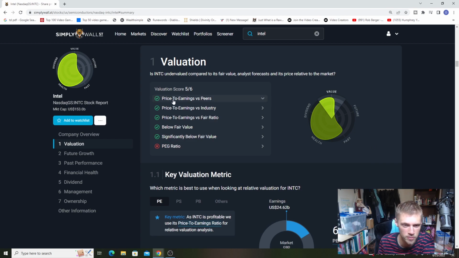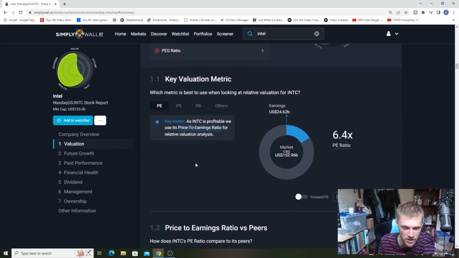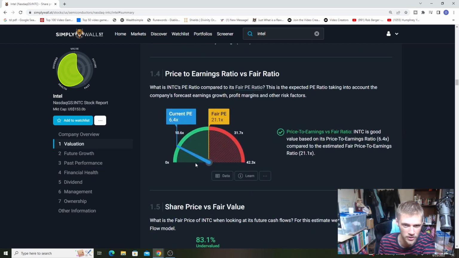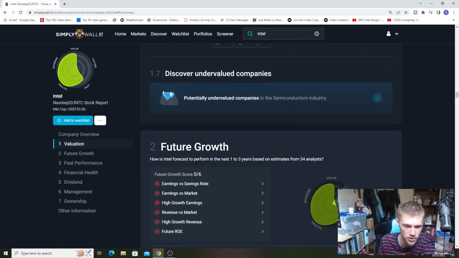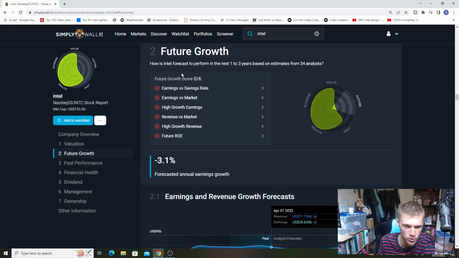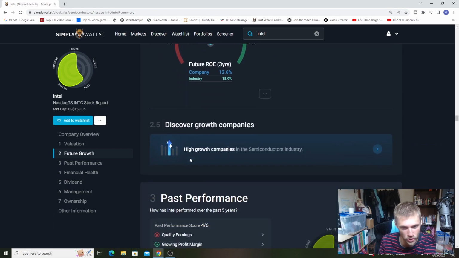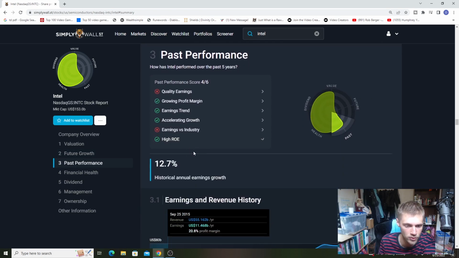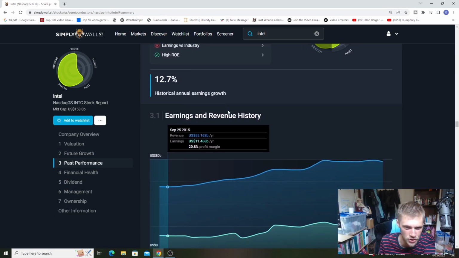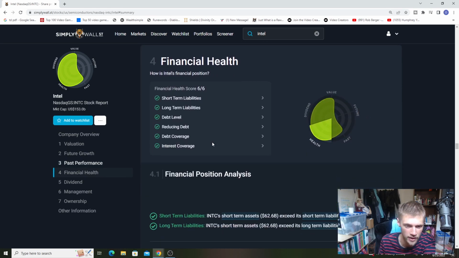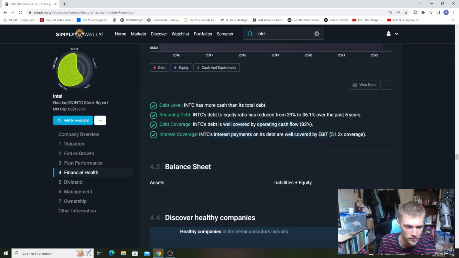And here's the valuation, price to earnings versus peers, different, once again, little things that they like going in its favor. You guys can check that stuff out. Just going to skip down here to some other things. We'll skip a lot of the financial stuff. Future growth analysis, just go down a little bit further here. More earnings and growth. So there's a lot of stuff here. Past performance, historical annual earnings growth, earnings and revenue history. Again, lots of earnings stuff. A lot of this financial stuff here, which is cool stuff you guys can check out.